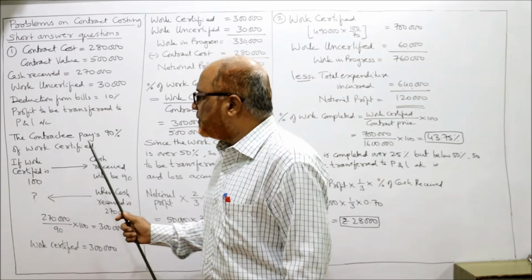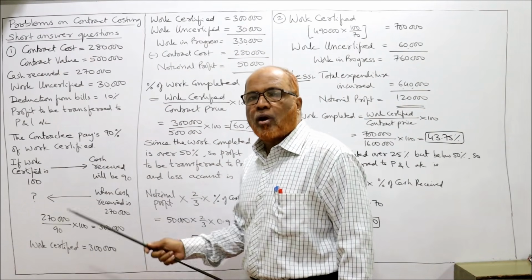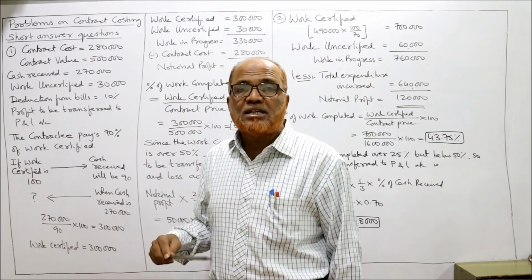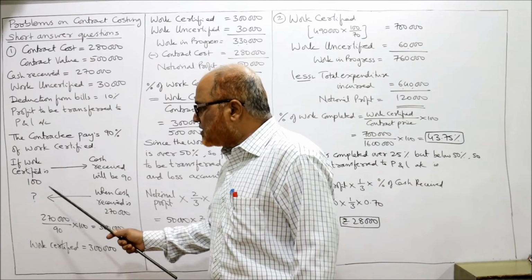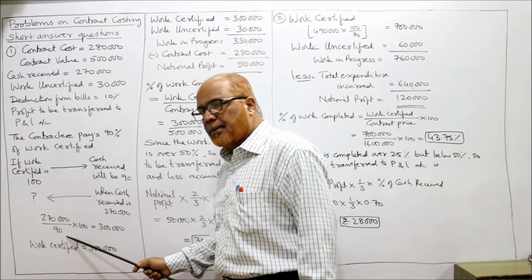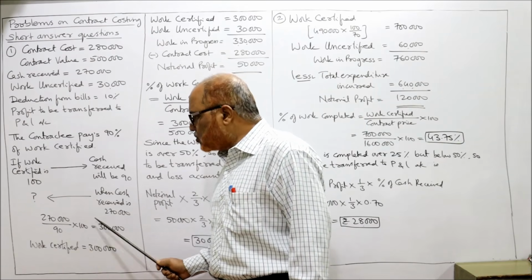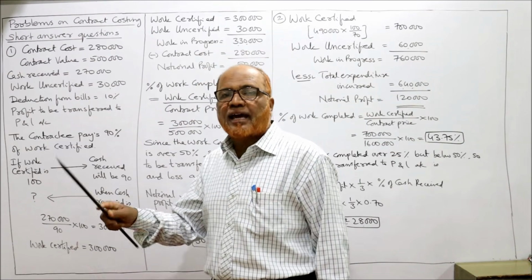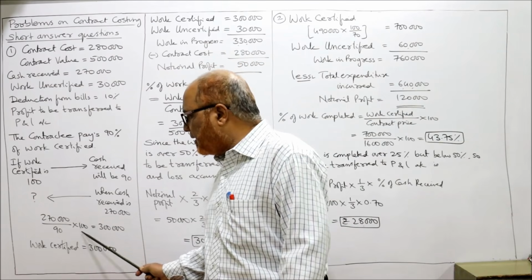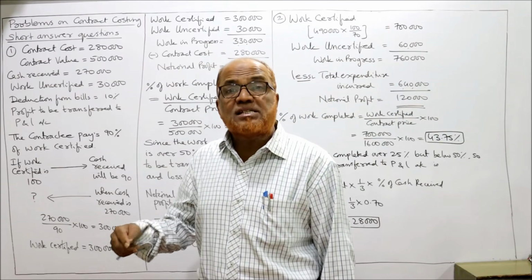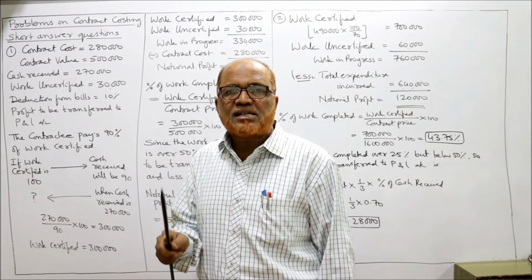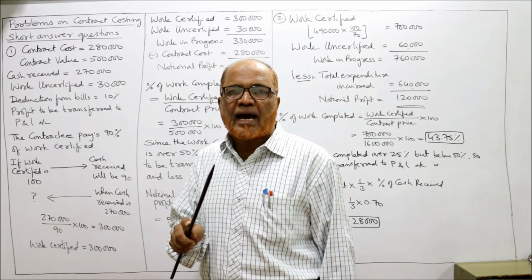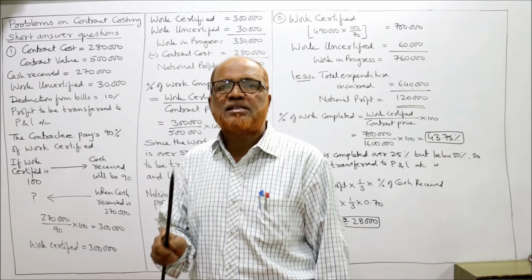Previous problem, 90% of work certified. The contractee has paid 90% of work certified. So what have we taken? Cash received into 100 by 90. अगर 90% पे करा तो 100 by 90 से मल्टीप्लाई करेंगे. अगर 70% पे करा तो 100 by 70. तो work certified is equal to cash received into 100 by 70.